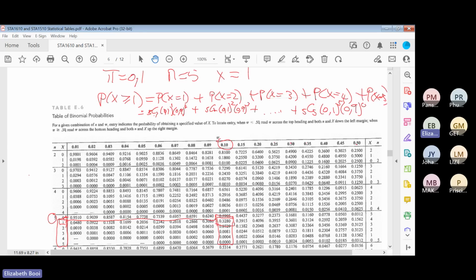Alternatively, instead of adding all the values, you can say the probability that X is greater than or equals to 1 is the same as 1 minus the probability of X less than 1, which means you're only going to calculate 1 minus 0.5905, which is the probability of X is equals to 0, which then will give you the probability of greater than 1. That's the other alternative way of calculating this.